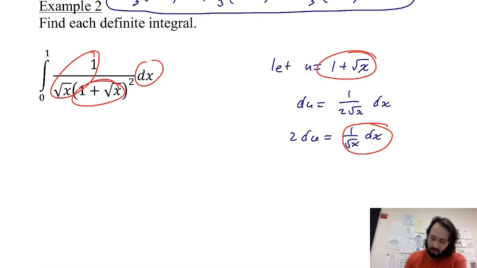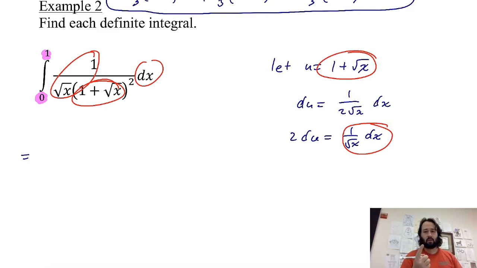So really I just have this as 1 over u squared. Now the other thing that we need to think about, especially since this is a definite integral, is that I'm going from when x is 0 to when x is 1. So, nice thing, you need to be careful. There are 2 options here.